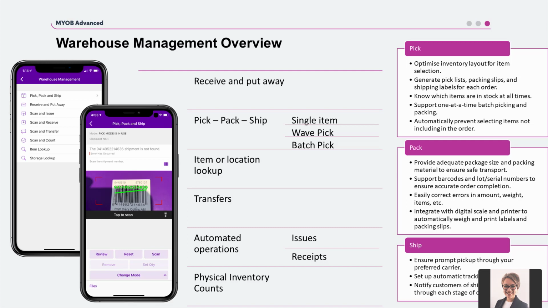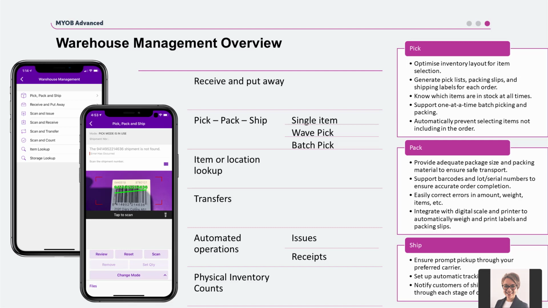So the type of things that you can do within the solution are receiving and put away. So you receive on a purchase order, you're going to be able to receive product and put it away, as well as pick, pack, and ship. And you'll note there within the pick and pack ship process, we actually have a few different ways in which you can manage that.